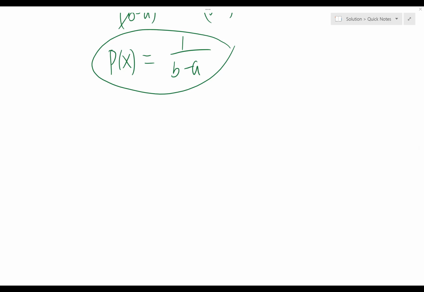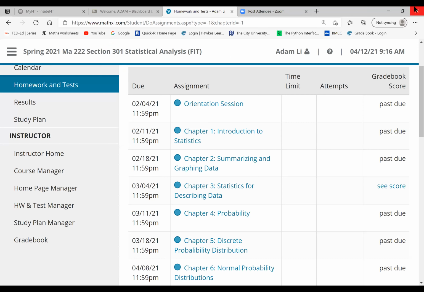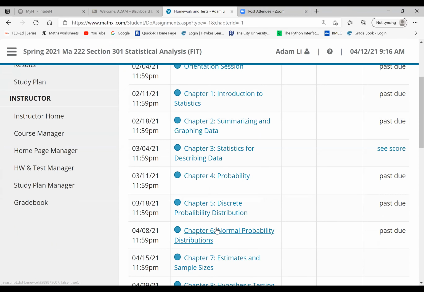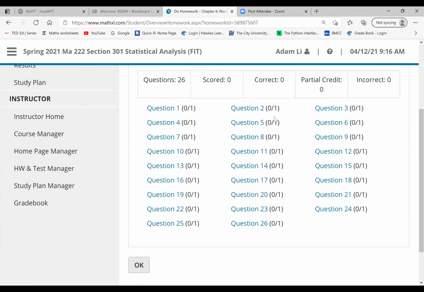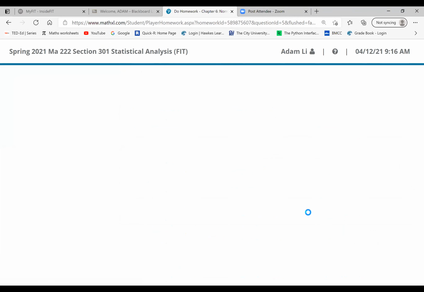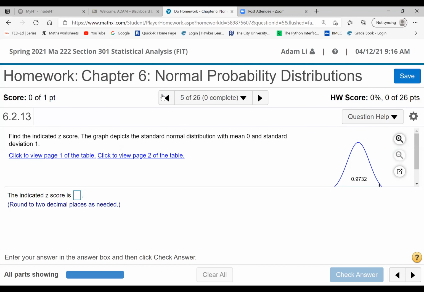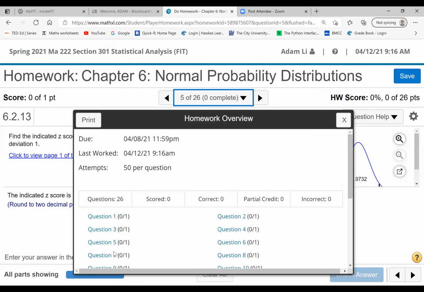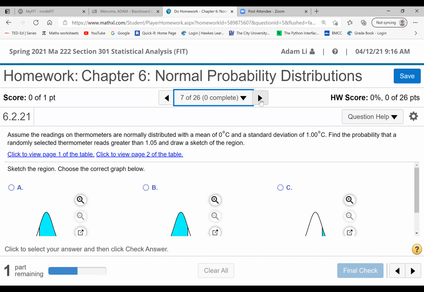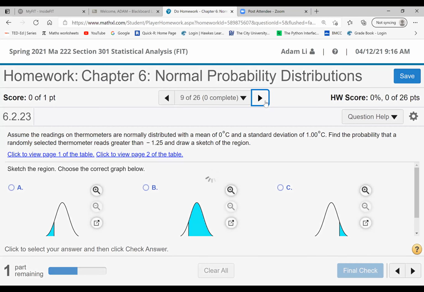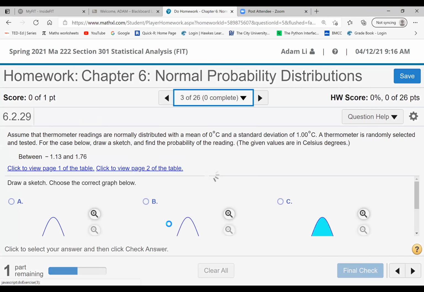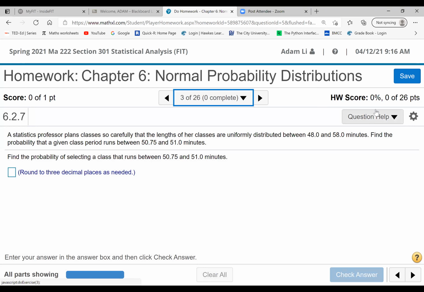Let me just share the screen with you. All right, let's go to chapter 6 homework. One of them is about the uniform distribution. I think it's something like question 5 or 6, but let me double check. No, not this. 7 maybe. No. Maybe question 3. Yeah, this is one of the questions.